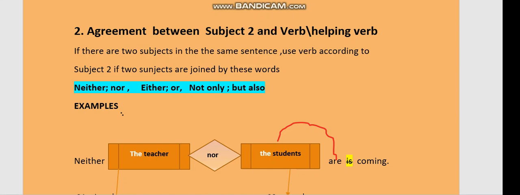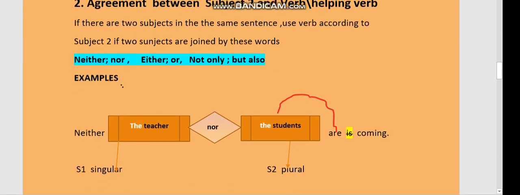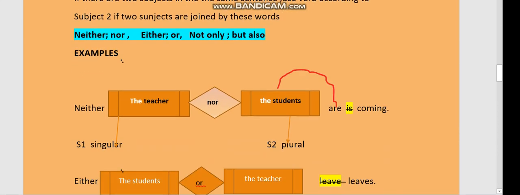For example, neither the teacher nor the students are coming. Here the students is plural, so our helping verb should be plural. So is is incorrect and are is the right helping verb, because we have to choose our helping verb according to our second subject, that is plural. That's why our helping verb is also plural.